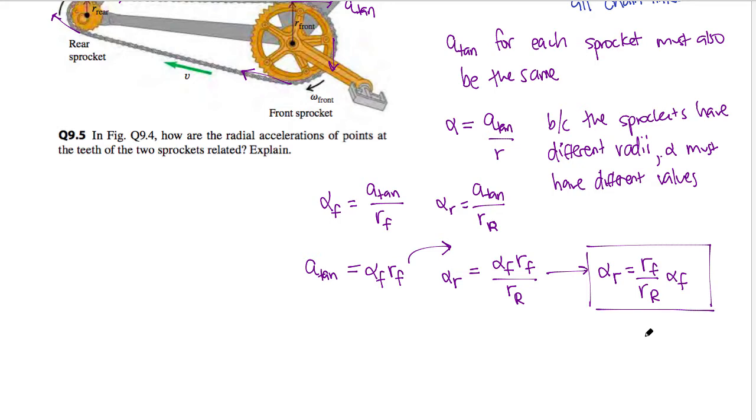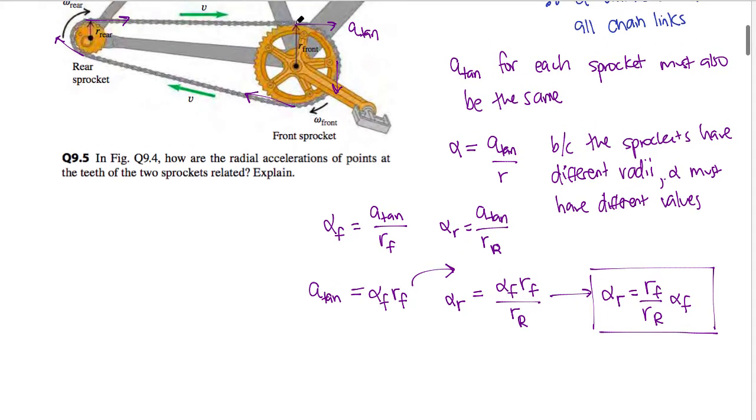So, what does this mean? Well, if the front radius is larger, that means that the angular acceleration of the rear sprocket is going to be bigger. And this seems to make sense, right? For some small amount of acceleration on this bigger sprocket, we will have a quicker acceleration in the back, which is good. This confers mechanical advantage in our bicycle.